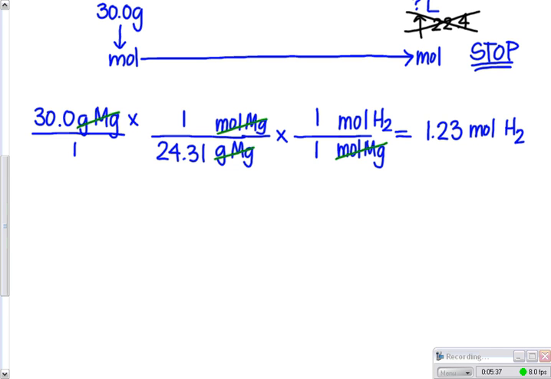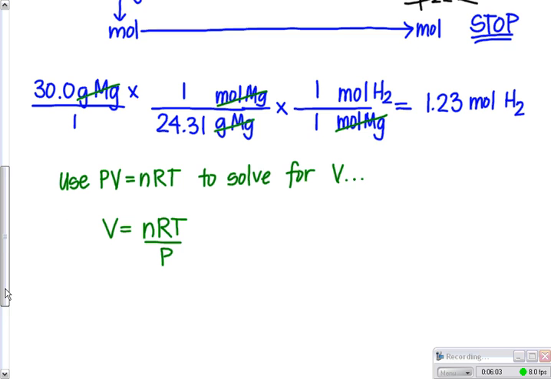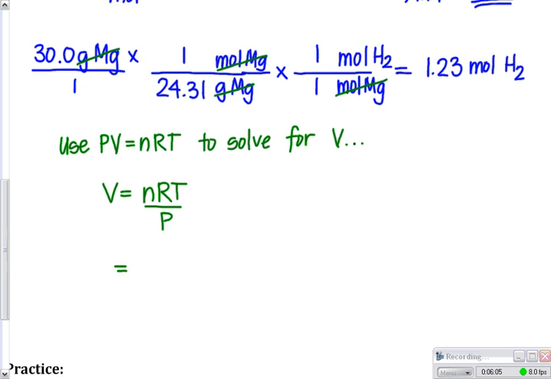So second step, actually, we can say this is just use PV equals nRT. Now we're going to rearrange to solve for V. So V equals nRT divided by P. Now what you just solved for was n. n was 1.23 moles of H2.